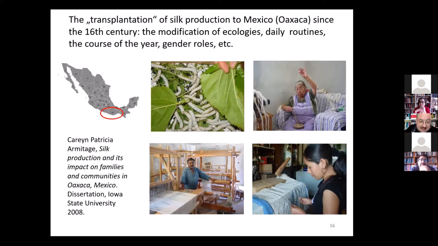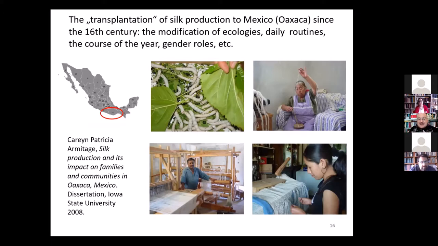And there's this very interesting dissertation by Karen Patricia Armitage from 2008, who made an ethnographic study of how these communities were transformed, also due to more recent intensification of silk production in the region over generations. There we find that this import of a new practice, this entanglement, not only modified ecologies, because you had to plant mulberry trees and grow the silkworms, it very much changed the daily routines. It changed the distribution of work in the course of the year. It changed the distribution of work between genders, or gender roles. So it really modified essential elements of the life world of this community.